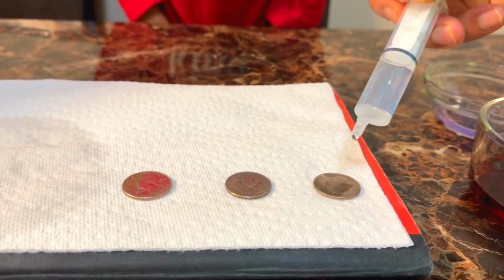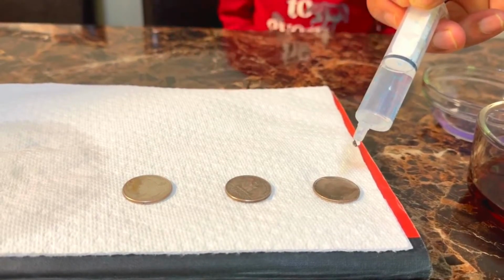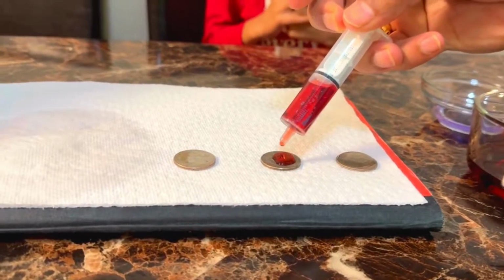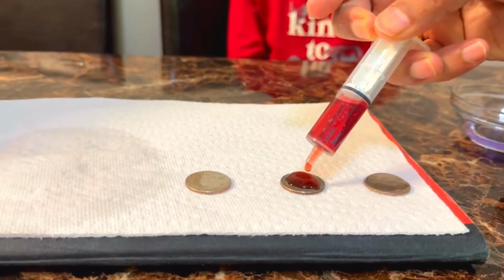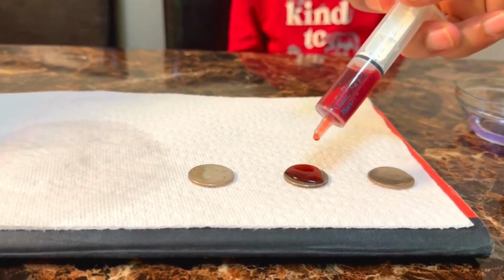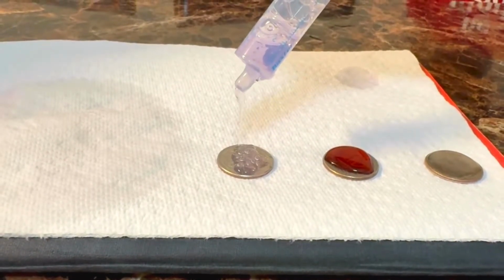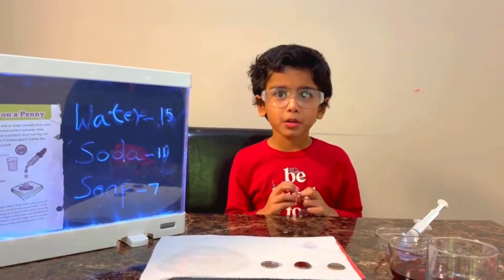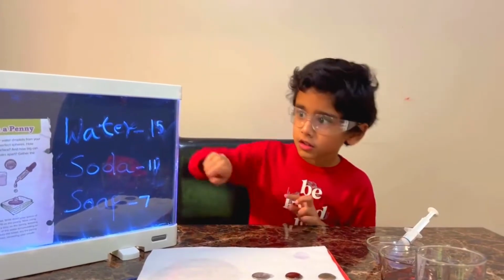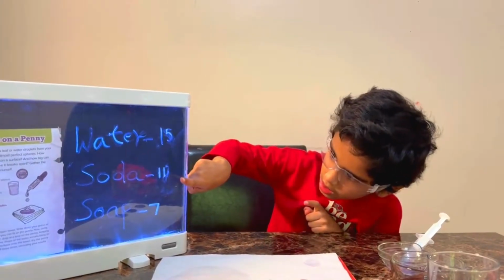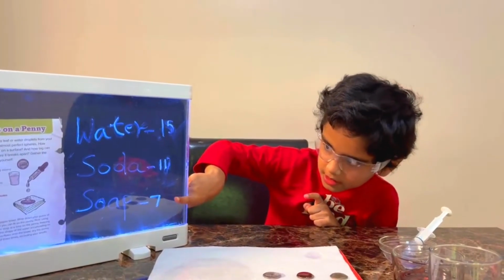1, 2, 3, 4, 5, 6, 7, 8, 9, and so on, 15. And now soda. 1, 2, 3, 4, 5, 6, 7, 8, and so on, 11. And now dishwasher liquid. 1, 2, 3, 4, 5, 6, 7. Drop count: water 15, soda 11, soap 7.